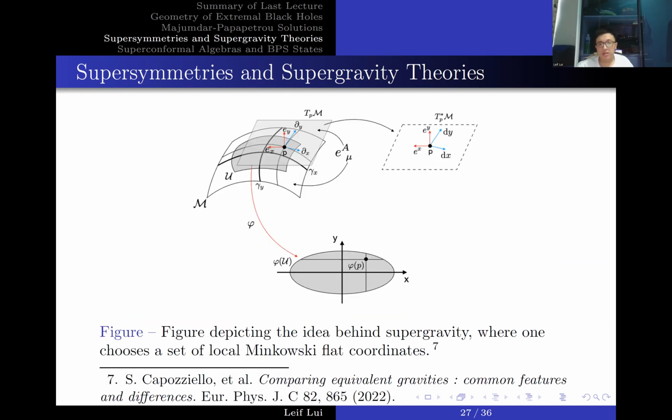So let me talk about the idea of supergravity. Before, I stated that we need to construct local supersymmetries. What this is doing is constructing a set of local coordinates where space-time is flat. So the idea behind supergravity is similar to that of differential forms, where we construct a spin connection where the space-time is locally flat. So you can see here we have a curved space-time. And what happens is we construct a set of local coordinates, namely these ones, such that the space-time is flat in this region. So this is the idea behind supergravity.